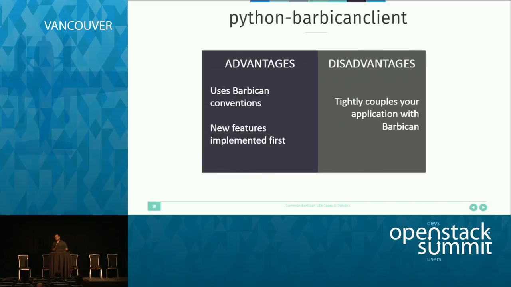One of the disadvantages, though, is that it tightly couples your application with Barbican. So if you decide to use Barbican client, then you are basically saying that your key manager is going to be Barbican no matter what. Now, for some people, that's not a problem. For some other people, it may be a problem. For example, people that are working in a government setting where the key manager has to comply with certain compliance regimes, like FIPS certification or something like that, Barbican may not be the right key manager in that situation.